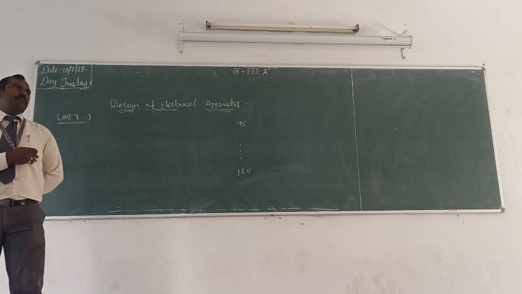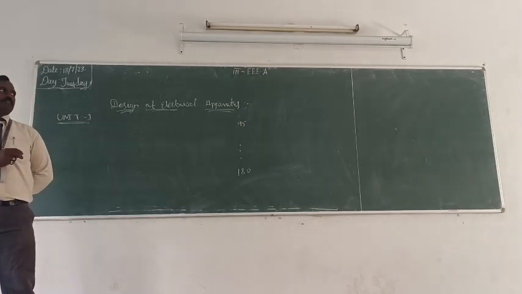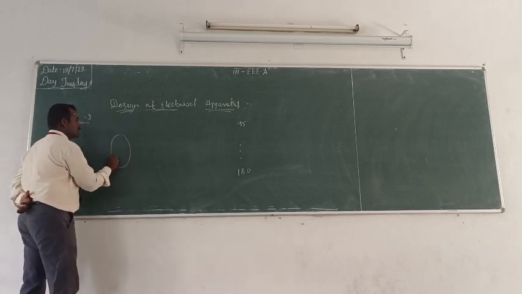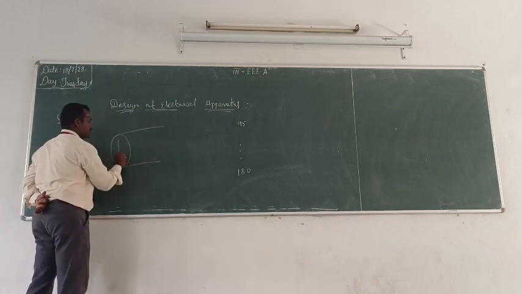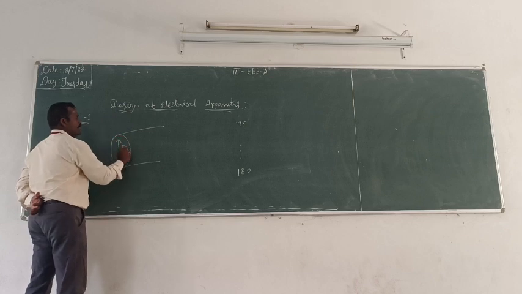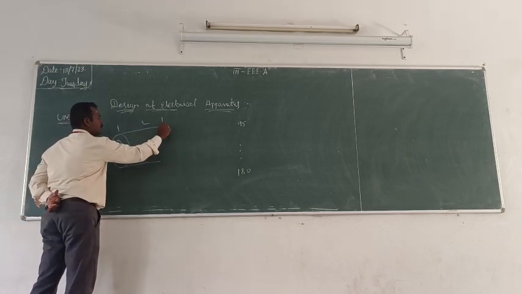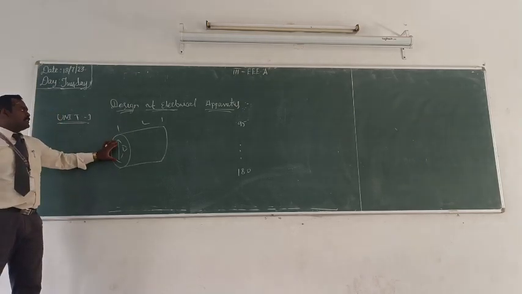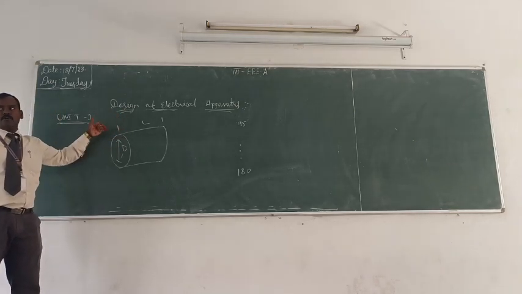Then, continuing from that, we discussed the main dimensions, the diameter and length of the machine. If you consider the front view of an electrical machine, this is the diameter and this is the length, right? For any type of machine there will be a length and a diameter. Those are the main dimensions that we are going to design.